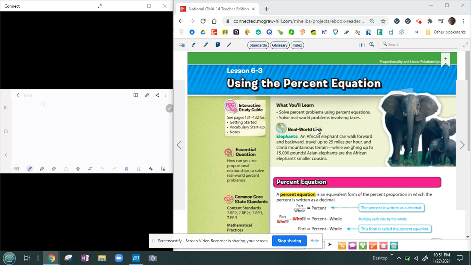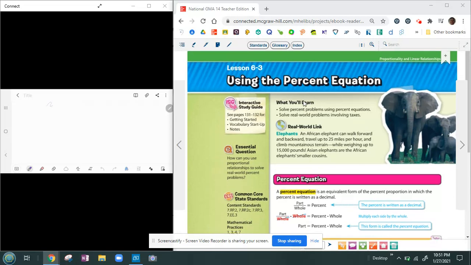All right, so it's percent equation today, lesson 6.3. We did skip over lesson 6.2, that's estimating and using mental math, but we'll get back to it. Don't worry.